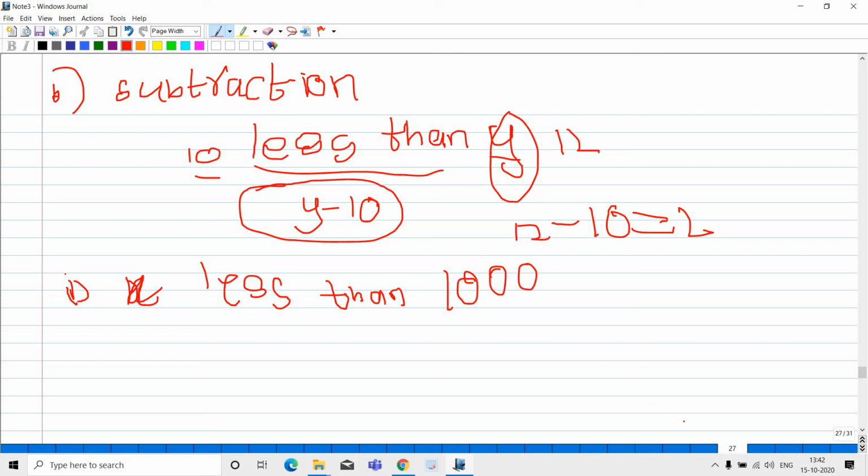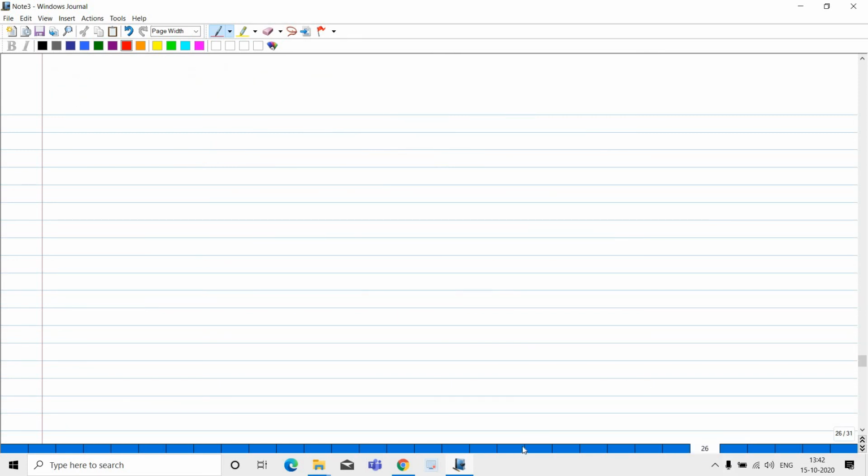Now I'm going to multiplication. Mainly in algebra, these four mathematical operations play the biggest role in algebra.